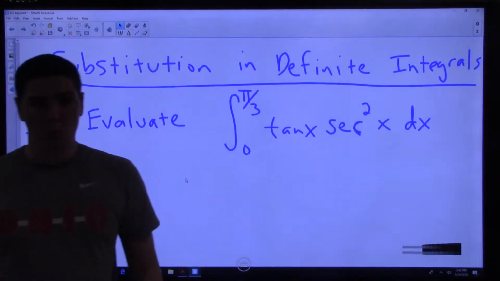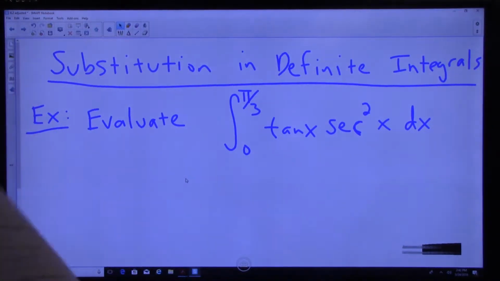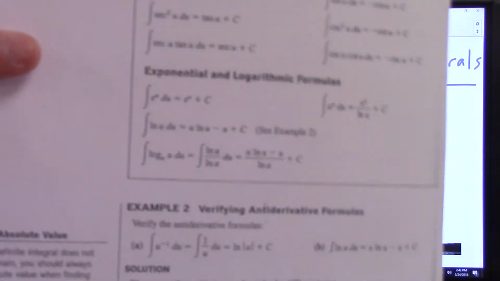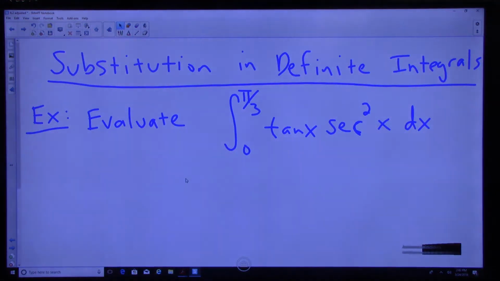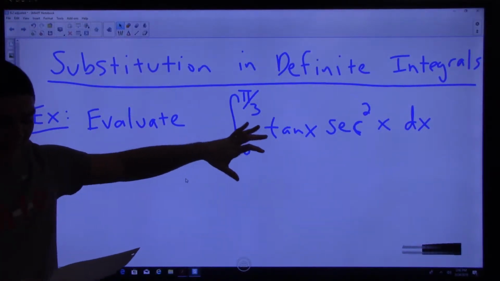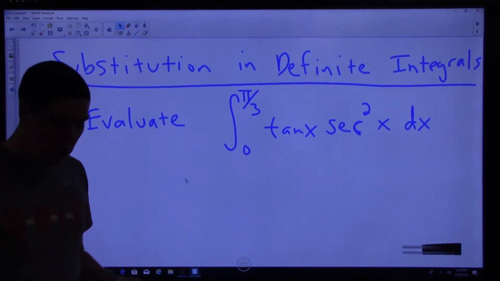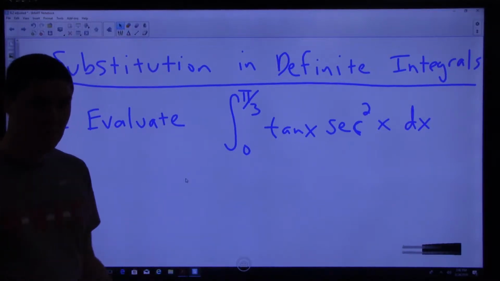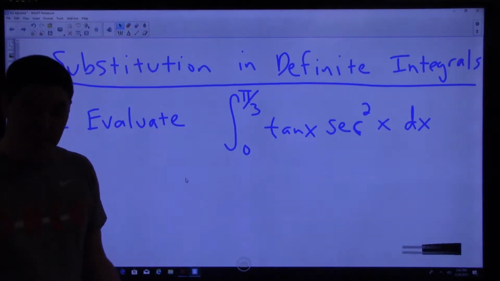I just want you to focus on the formula page. You guys have that, so have that out when you do this. Hopefully this refocuses. If you look at that formula page, under trigonometric formulas, it says the antiderivative of secant squared of u du is equal to tangent of u plus c.